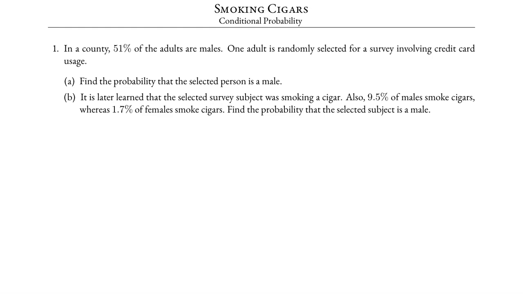In a county, 51% of the adults are males. One adult is randomly selected for a survey involving credit card users. Part A. Find the probability that the selected person is a male.